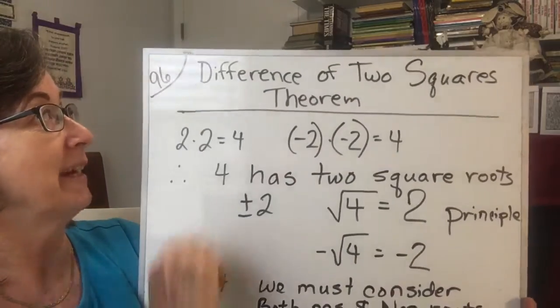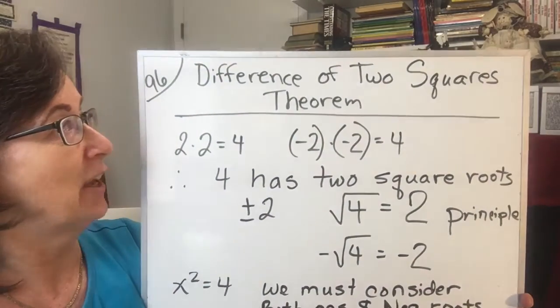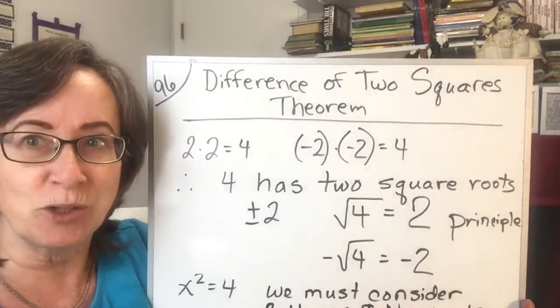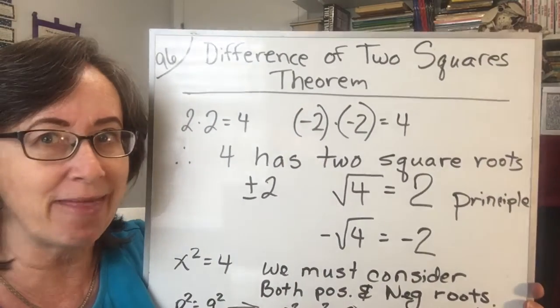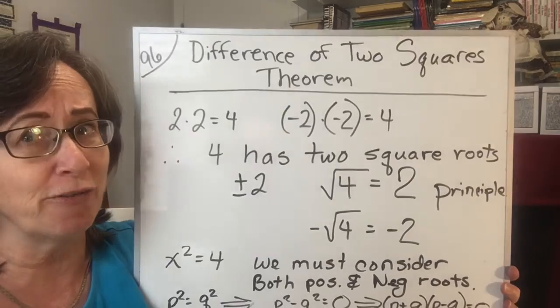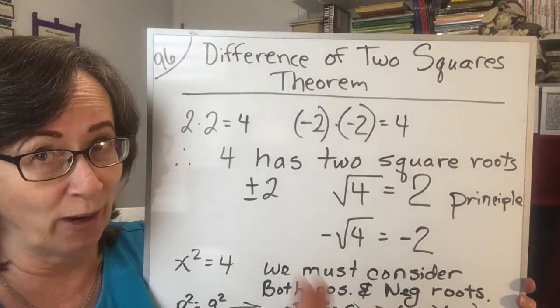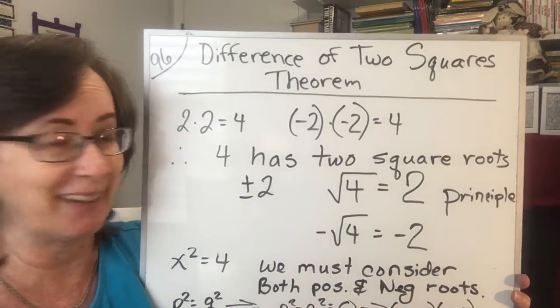And today we're on lesson 96, which is the difference of two squares theorem. We're going to be learning a theorem that you're going to use over and over and over for the rest of your life. So make sure you get it, okay?